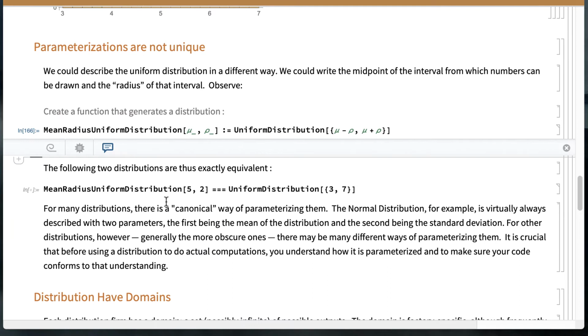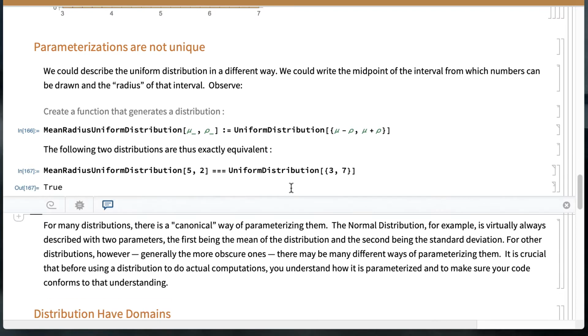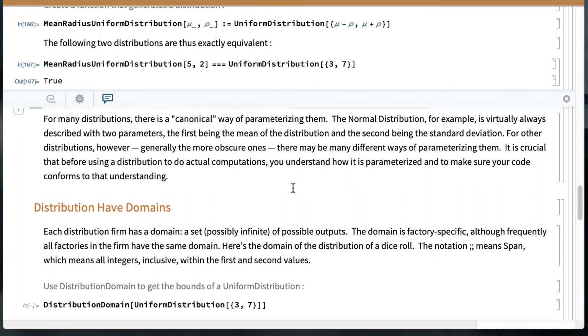If I do mean radius uniform distribution, is that the same as, that's what equals means, is this the same as this? It's going to say yes. Why? Because if the midpoint is 5 and the radius is 2, then the low point is 5 minus 2, which is 3, and the high point is 5 plus 2, which is 7. So for many distributions, there is sort of a canonical way of parameterizing them that's used all the time. So the normal distribution, for example, is almost always described the same way. But sometimes there are more useful parameterizations of distributions, and we may be seeing some of that in the course. All right.